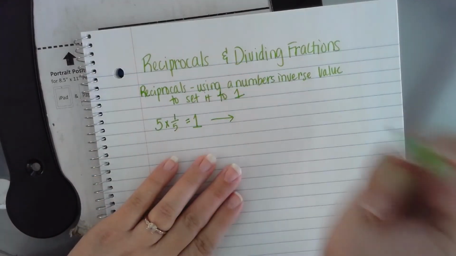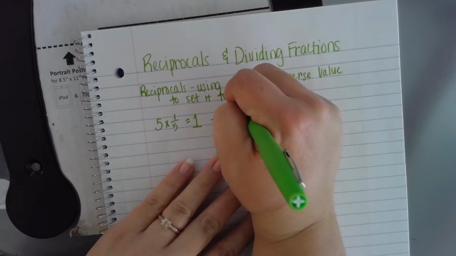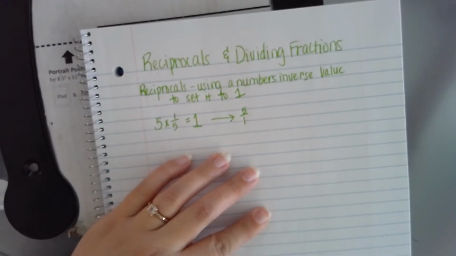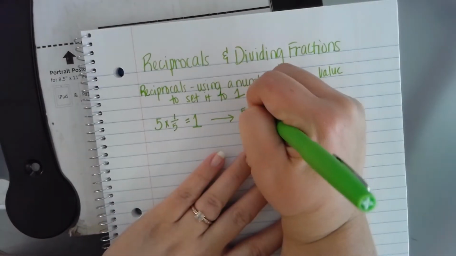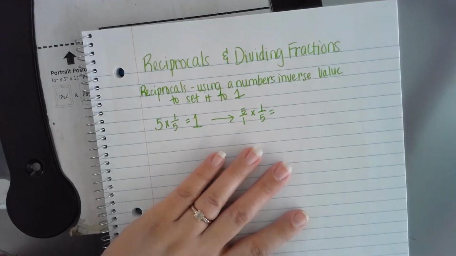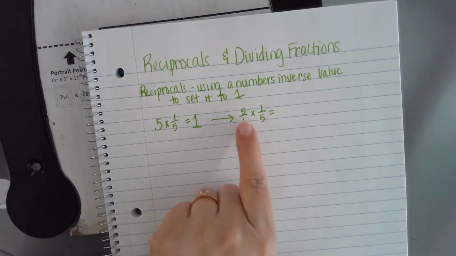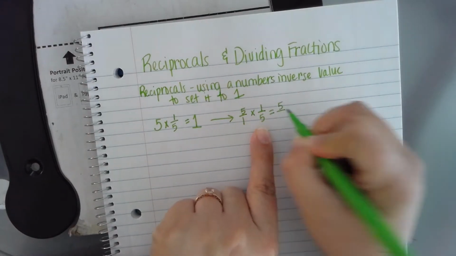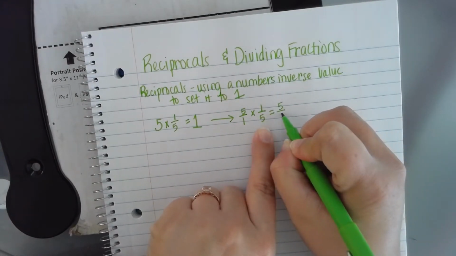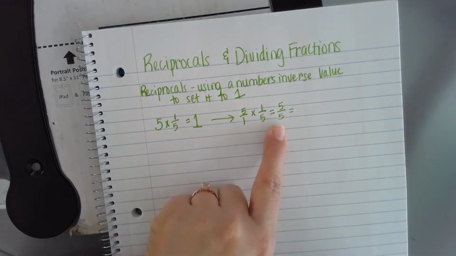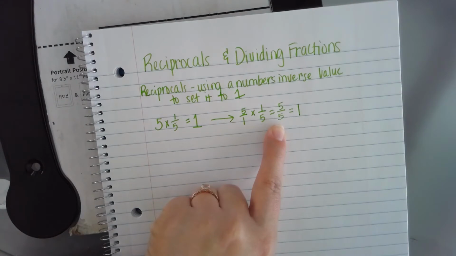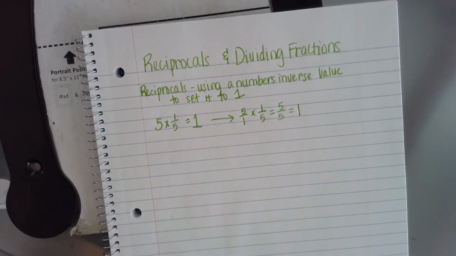So let me show you why. 5, the whole number written as a fraction, is 5 over 1. Okay? And if I multiply that by 1 over 5, what is 5 times 1? 5. And what is 1 times 5? 5. So that gives me 5 over 5, which equals 1 whole. So you got 1.